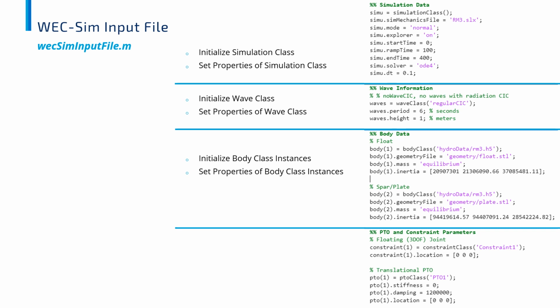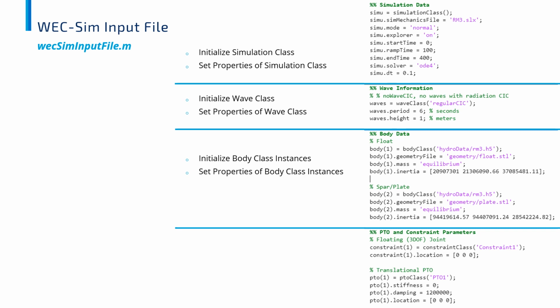Next, we initialize the body class with one instance for each body that we wish to simulate. For these RM3 examples, there are two bodies, a float and a heave plate. Here we also specify the mass properties of each body individually, and potentially other properties like drag as well.